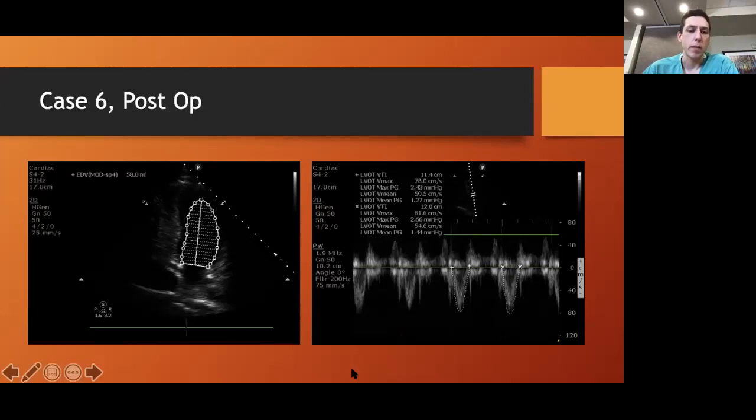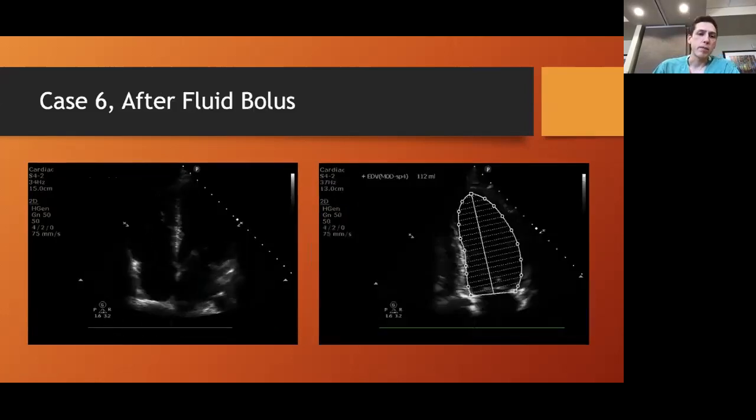So he's given several liters of fluid, and his norepinephrine requirements do come down quite a bit, but then a point of diminishing returns is met, and he stops responding to fluid and actually starts to have a rising vasopressor requirement once again. And so his echo is repeated. And you can now see that his end diastolic volume has normalized to 112 milliliters.